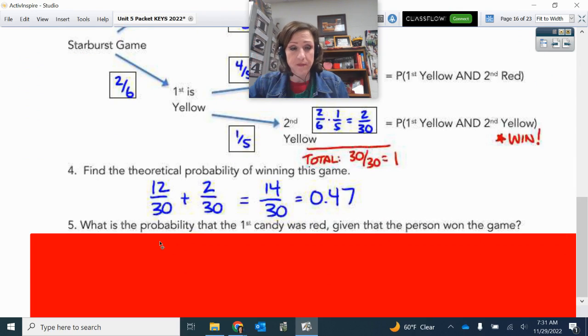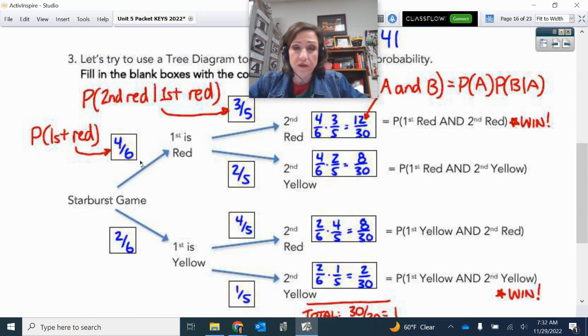Here's the second big idea. What is the probability that the first candy was red? So we're kind of looking backwards. What's the probability the first candy was red, given that, so if it is known that you have won the game? So we got to predict what was that probability that you were over here in this first one is red, that you were up here, given that you won.